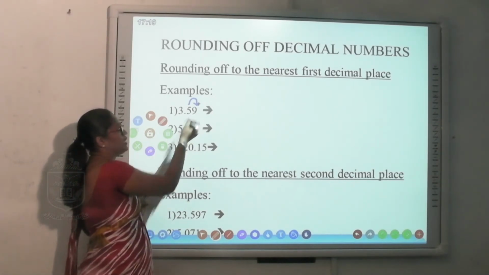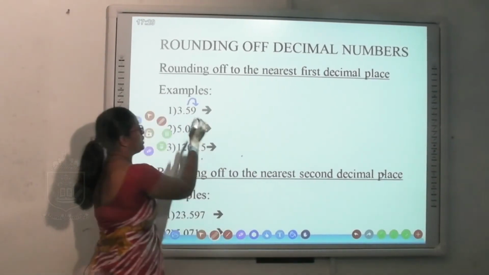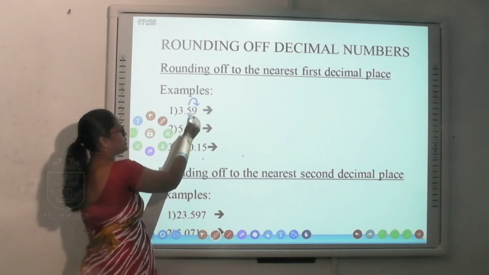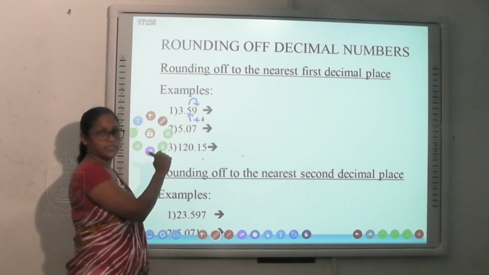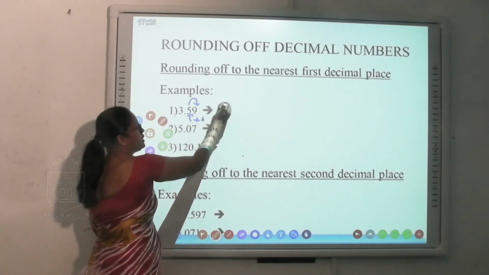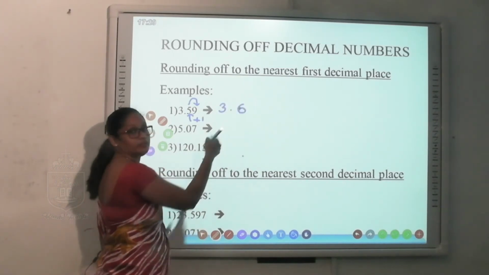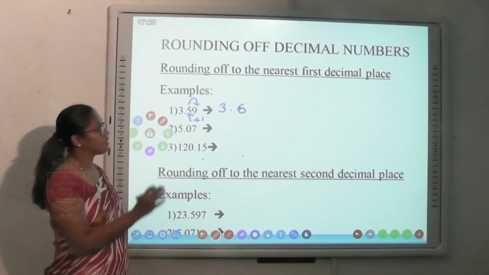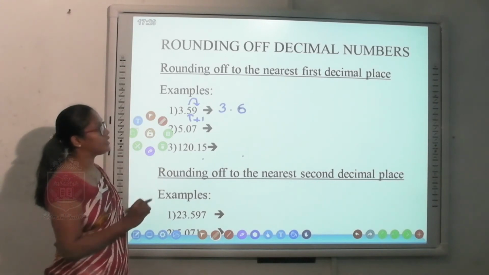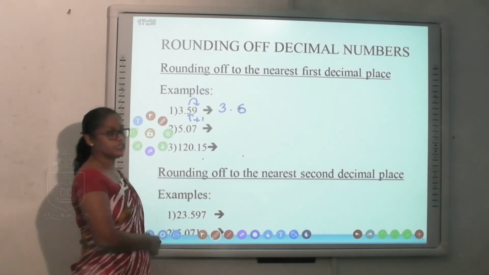Now here 9, that is greater than 5, that means you should add 1 to the first decimal place. Add 1 to the first decimal place, so this will be 6, right? So the answer will be 3.6, right? Here the second decimal place will be 0, so we are not writing it because our target is to round off the number to the nearest first decimal place. So the answer is 3.6.